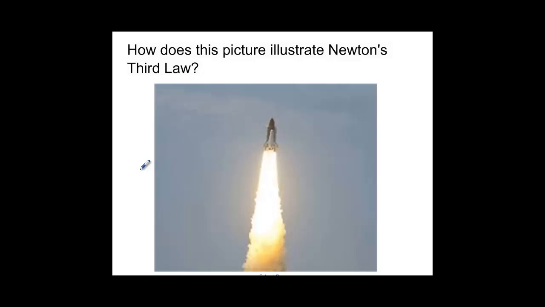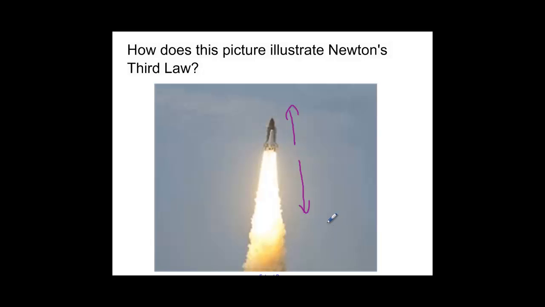So here's the first one. It's a picture of a rocket ship lifting off, right? And so one of the forces is going to cause the rocket ship to head in this direction here, right? So the rocket ship is actually accelerating upwards. But why is the rocket ship accelerating upwards? Well, because it's pushing exhaust in a downward direction.